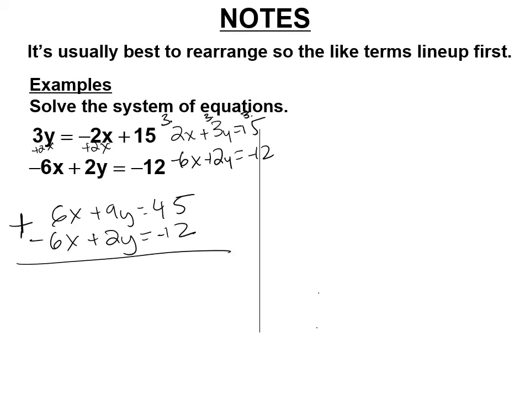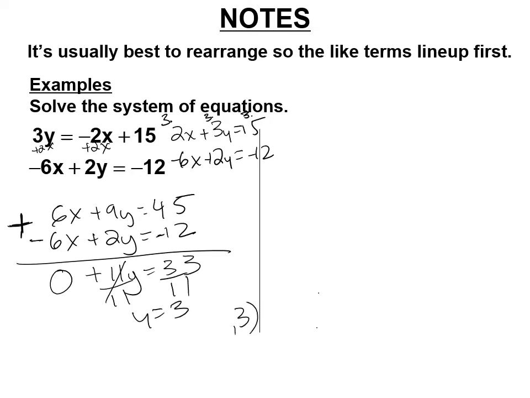Notice I'm going to write this nice big plus sign because you want to make sure that you realize that negative 6x goes with that and that you're adding them together. So 9y plus 2y is 11y. 45 plus negative 12, I believe, is 33. Divide by 11, y equals 3. So our y coordinate is 3.